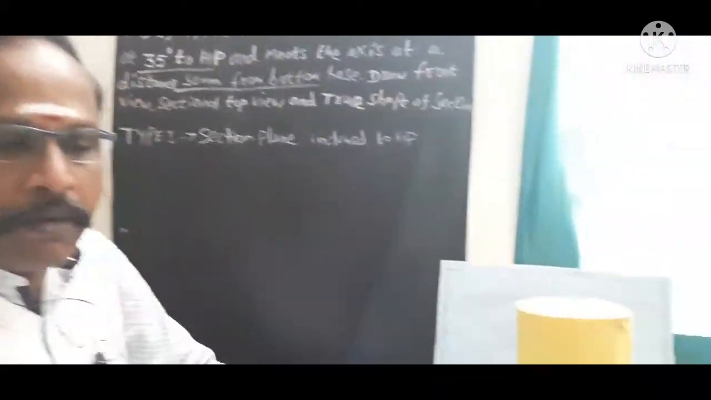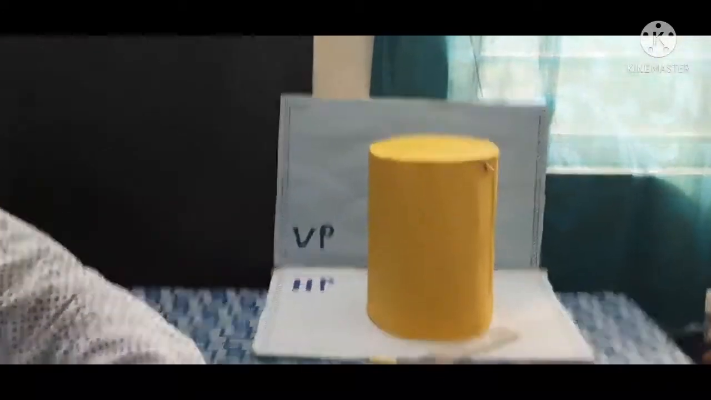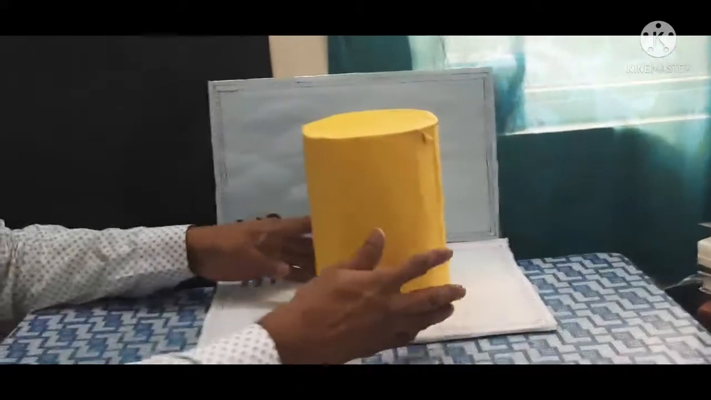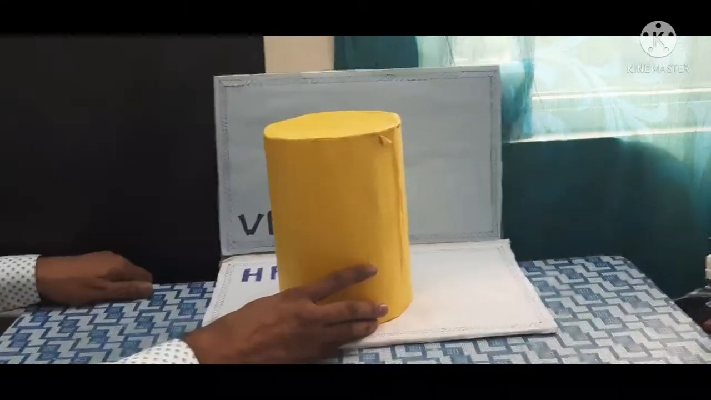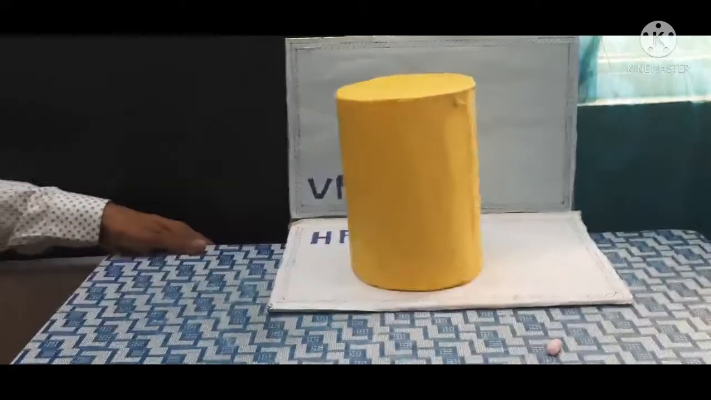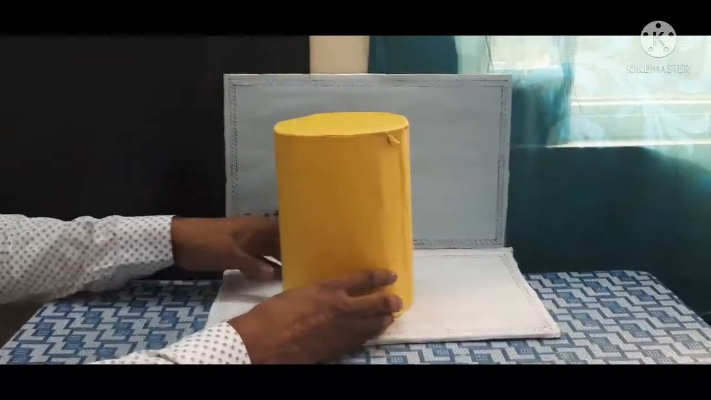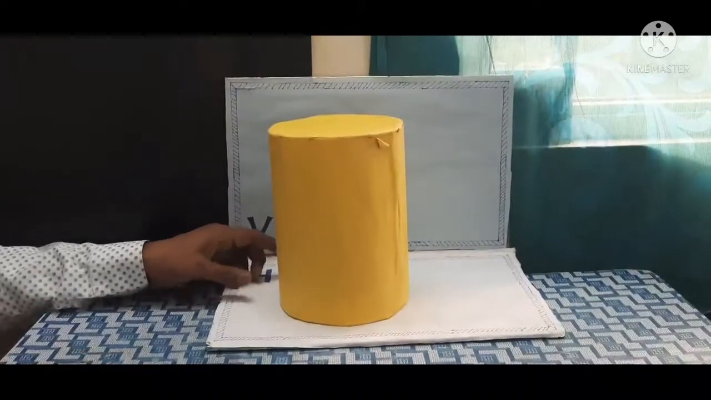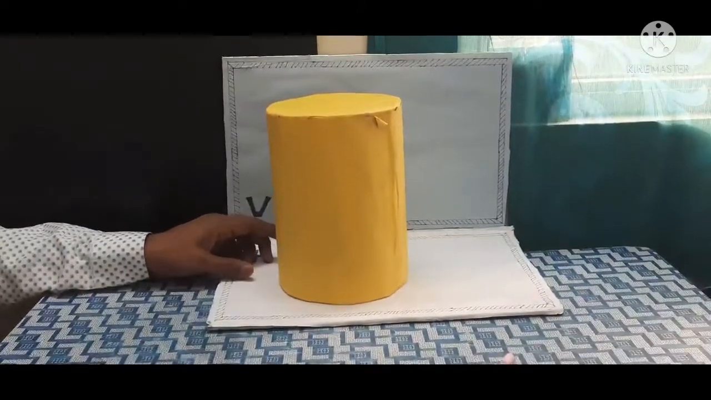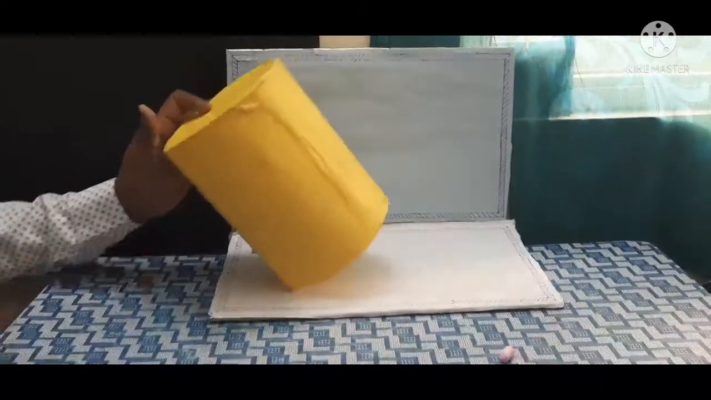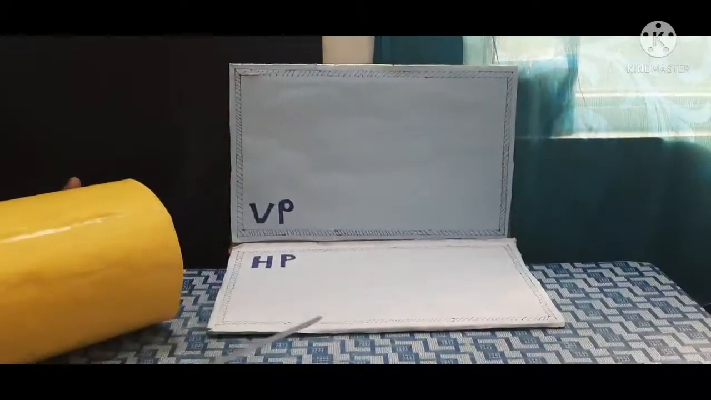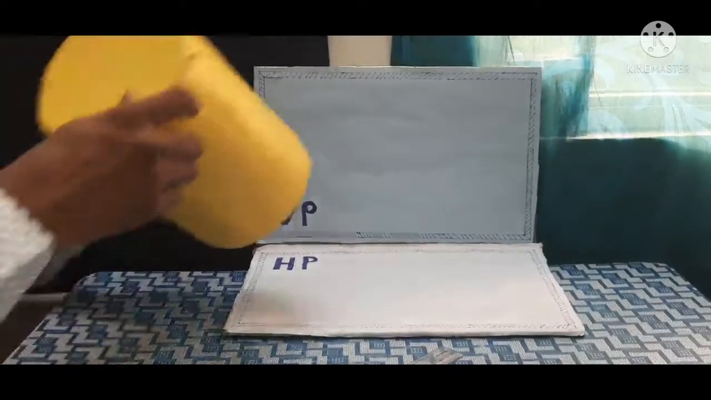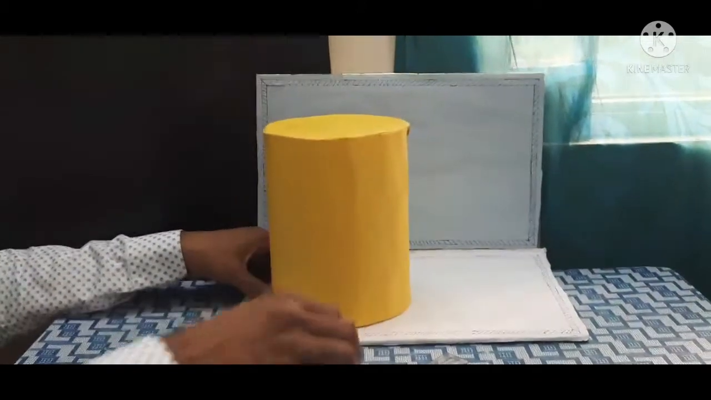Now, for demonstration purposes, we use the principal planes. We place this object in the first quadrant. This is the principal plane, HP and VP, and you can see that I have this cylinder.